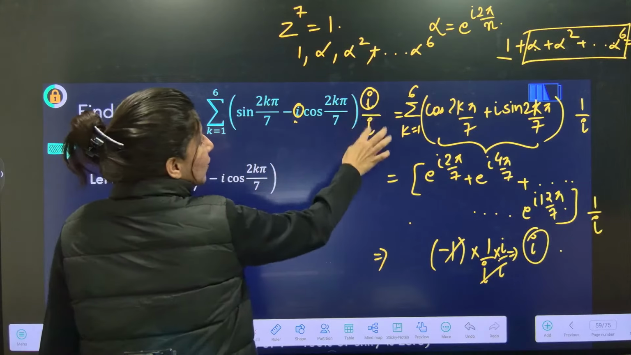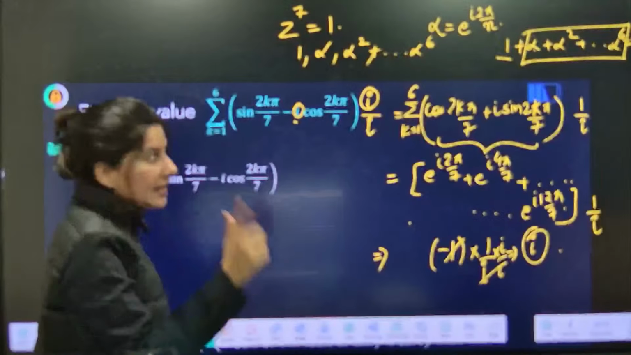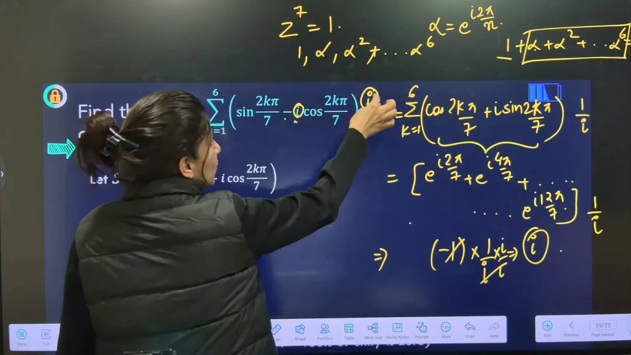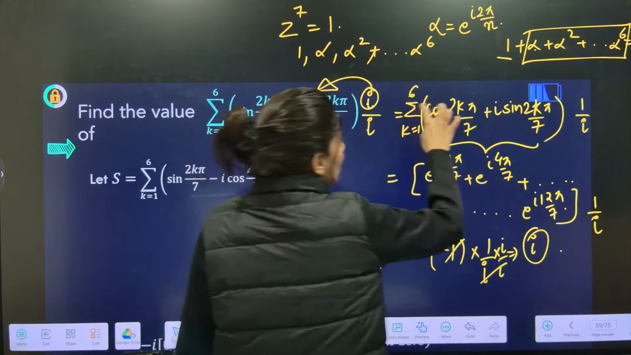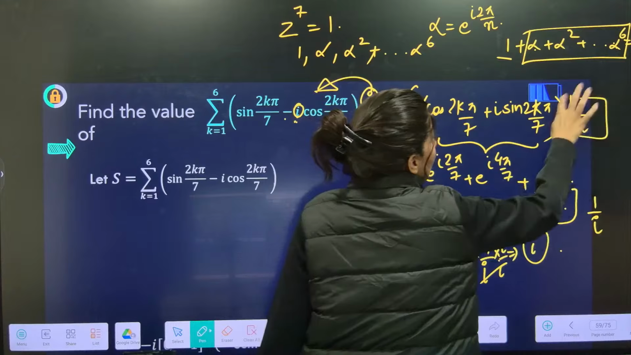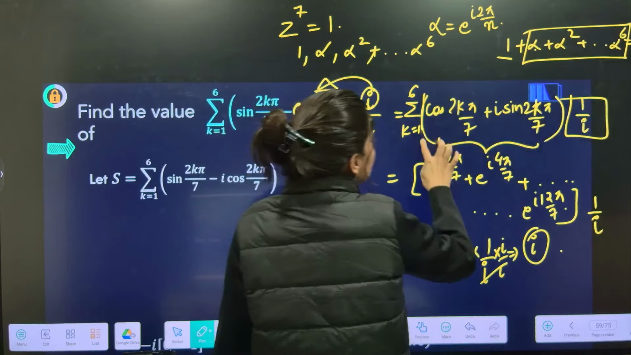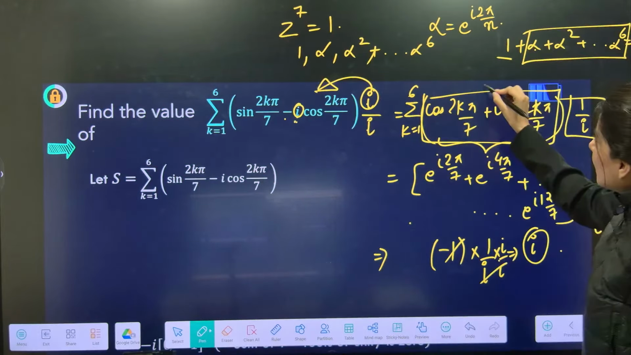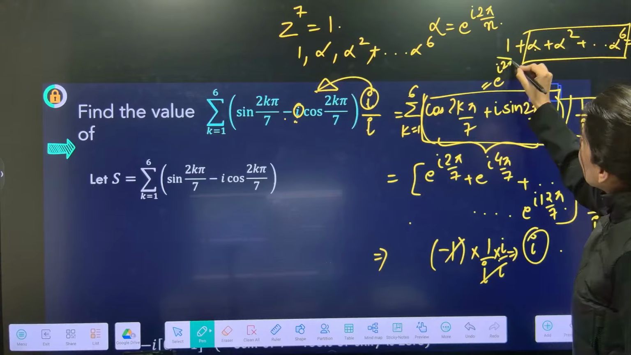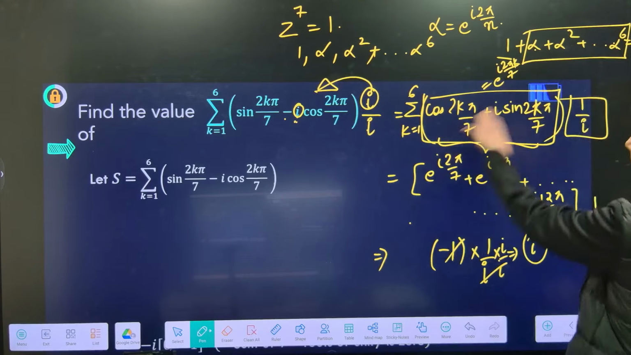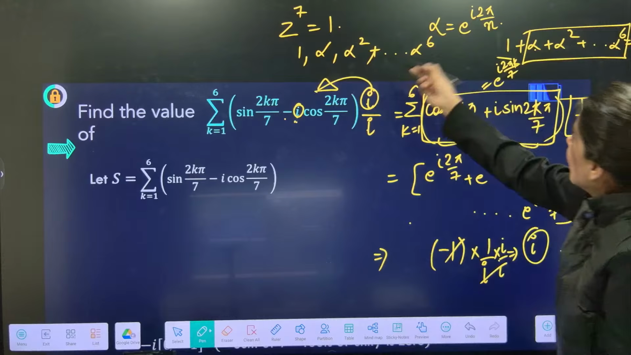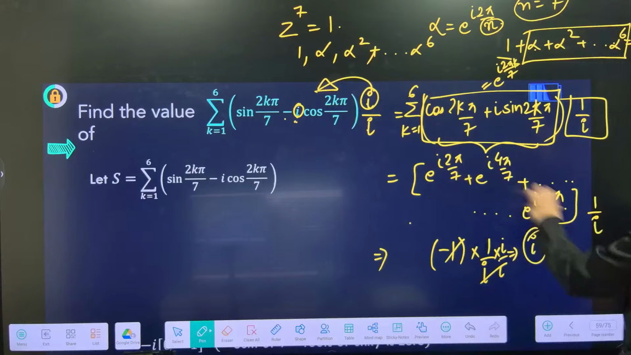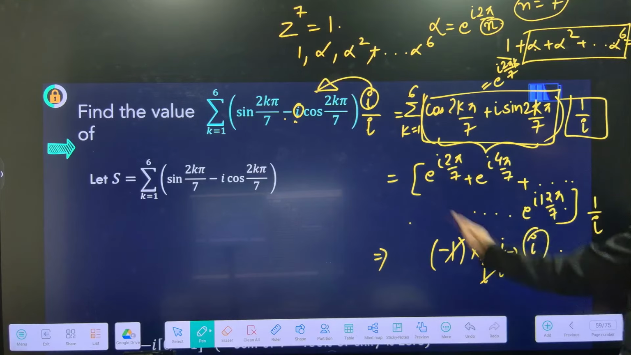By multiplying iota and dividing it by iota, is it happening? Let me see. So iota into iota minus 1. And one more negative sign, yes ma'am. So let's take this iota inside. Once iota is inside, 1 by iota will still be on the outside. Okay, now see this. What is this? Can you see? Don't you think that this is nothing but e power iota 2k pi by 7, right? Can you see? N over here is 7 now. Okay, so this is it. What is this? Think about it now.